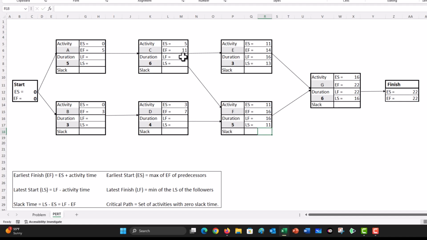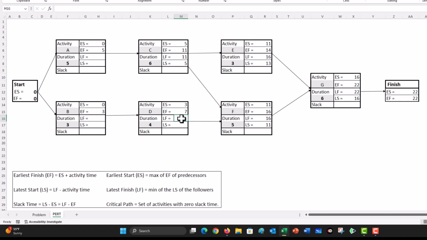We go to activity C. The latest finish time is going to be the minimum of the latest start of the follower activities. The latest start of the follower activities are for E, which is 13, and for F, which is 11, and the minimum is 11. And its latest start is latest finish minus activity time, which is going to be 11 minus 6, which is 5. We go to activity D.